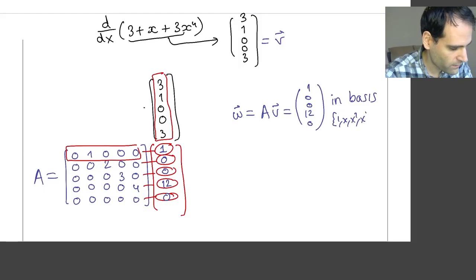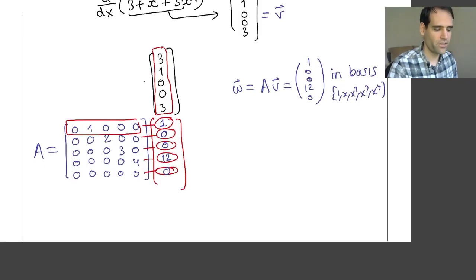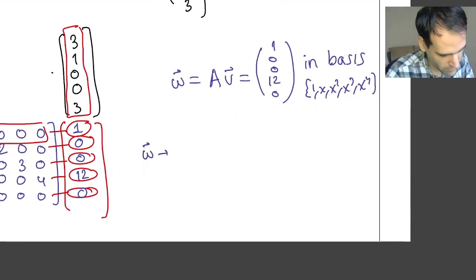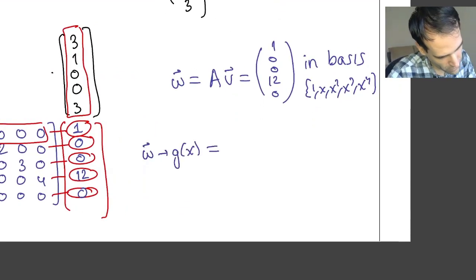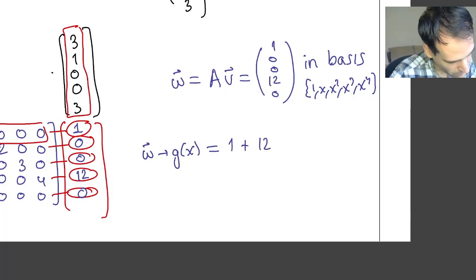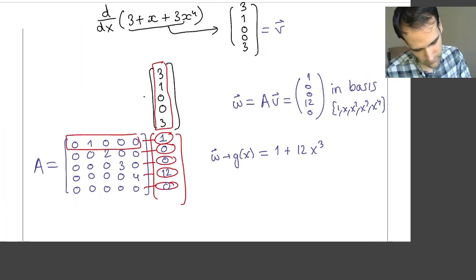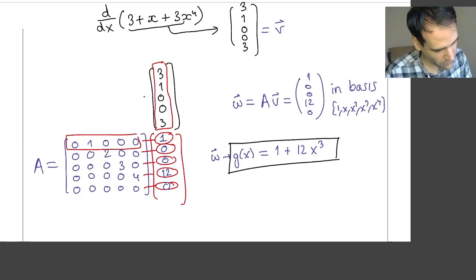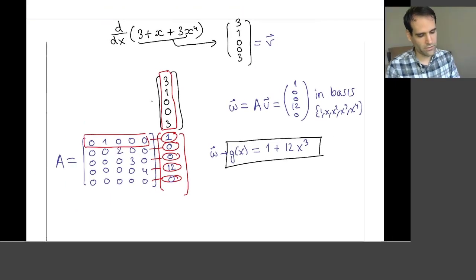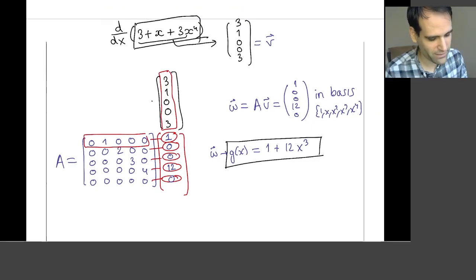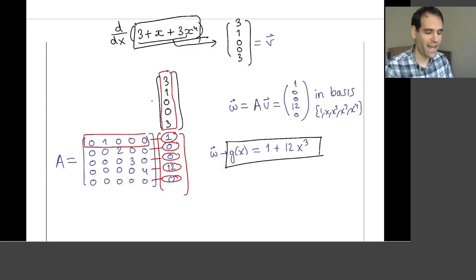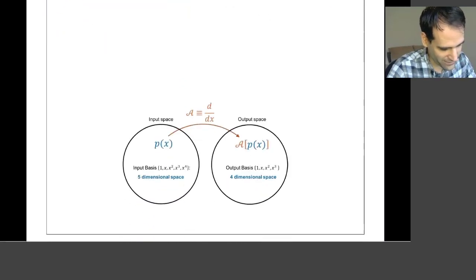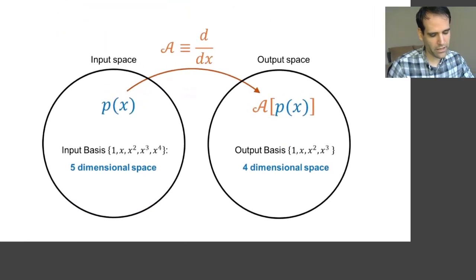In the basis 1, x, x squared, x cubed, and x to the 4. If we write w as a polynomial, it is equal to 1 plus 12x cubed. So now I've got a question for you. Is 1 plus 12x cubed the derivative of 3 plus x plus 3x to the 4? Yes, it is. So this is working. We have written the derivative as a matrix operation. So great.